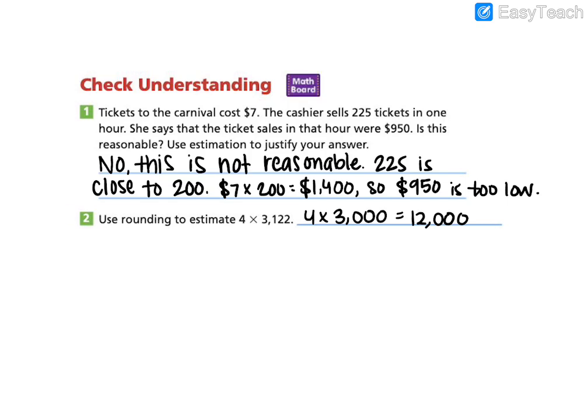Number 2, use rounding to estimate 4 times 3,122. We know 3,122 is going to round to 3,000. So 4 times 3 thousands will be 12 thousands, or 12,000.